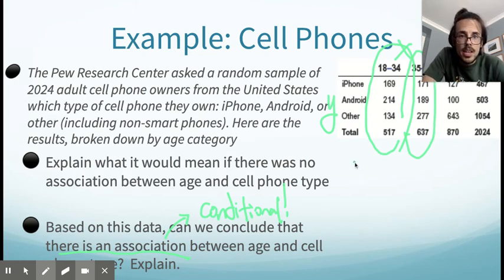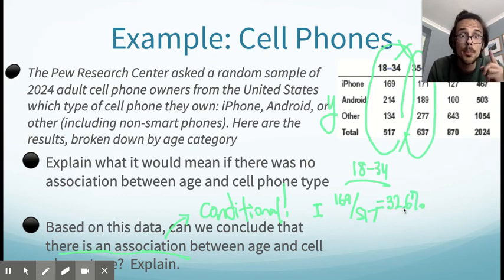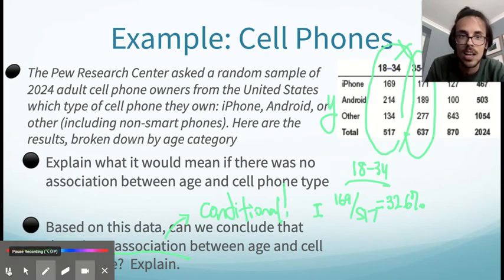So in my 18 to 34-year-old group, I would take 169 out of 517, and that's going to be for iPhones. I promise I'm not going to make you watch me do all of these. I just want to hit on a couple highlights here. So when I divide that out, 169 divided by 517, that's going to be 32.6%. Oh, I just had an awesome idea. I am going to write these all down, but I'm going to pause the video. So it's going to be like a little time travel right here. So you guys just wait. And in just a second, I'll have all these percents filled out.